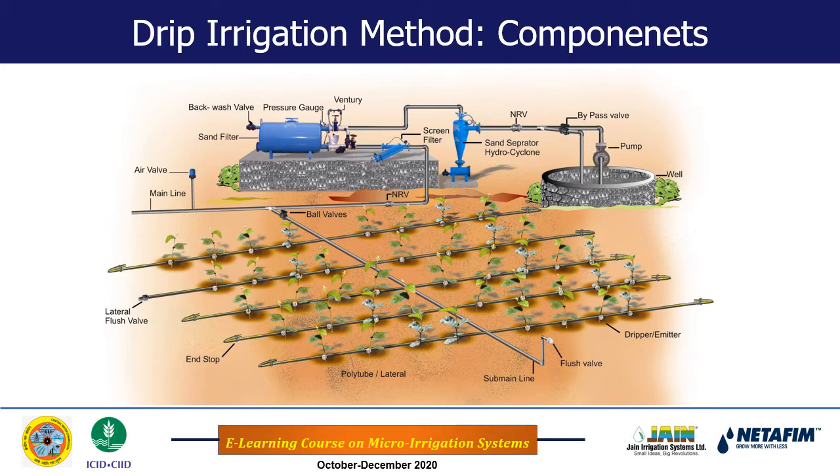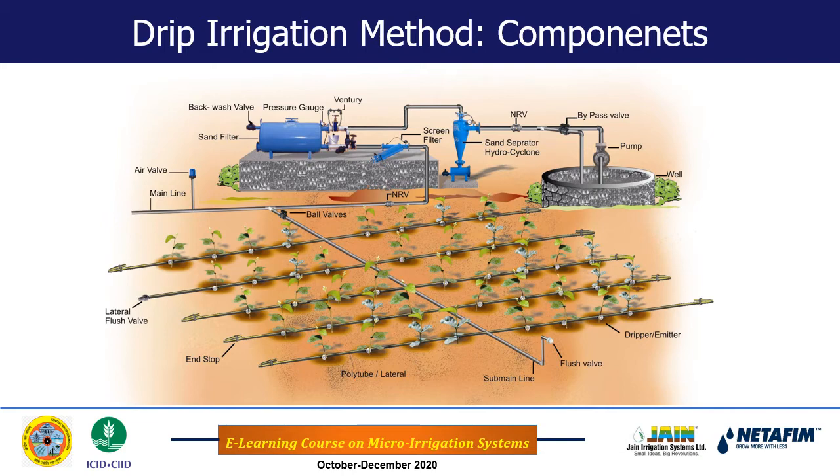Now this is the typical layout of the drip irrigation system. Many of you might have seen it before, and some of the earlier expert lectures might have referred to it as well. This particular diagram shows all the components of the drip irrigation system, which need to be studied and looked into properly.